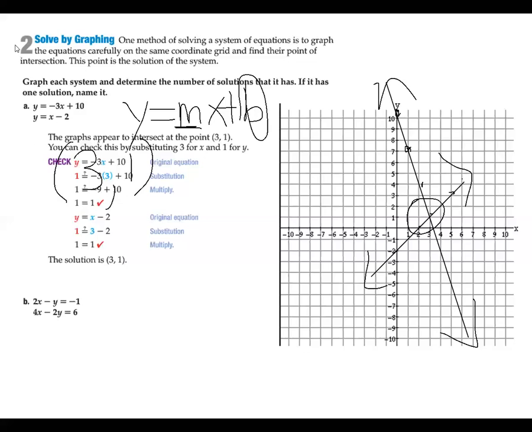So you can check that by substituting that point into each equation. If you look under my writing here, if I do it in the first one, I put 3 in for x and 1 in for y, and simplify, I get 1 equals 1. Do it for the second equation because it should be a solution to both. Put 3 in for x and 1 in for y, and they both work.